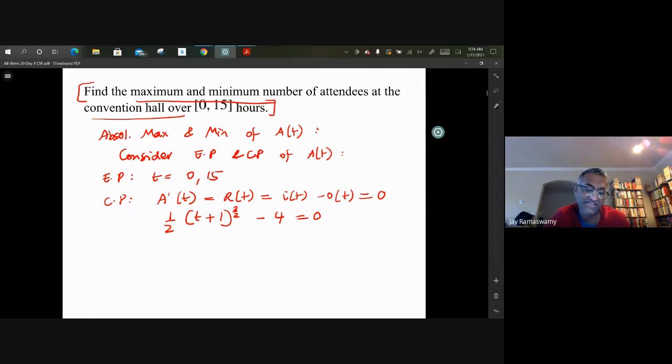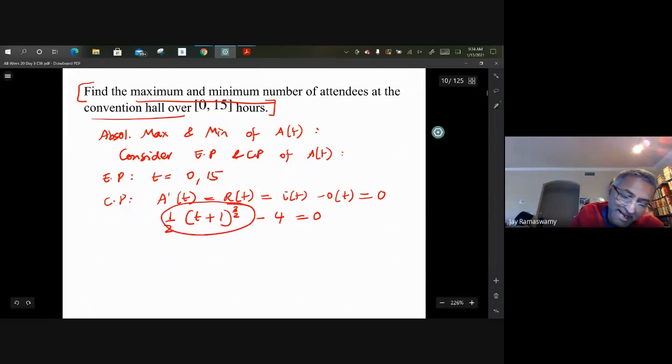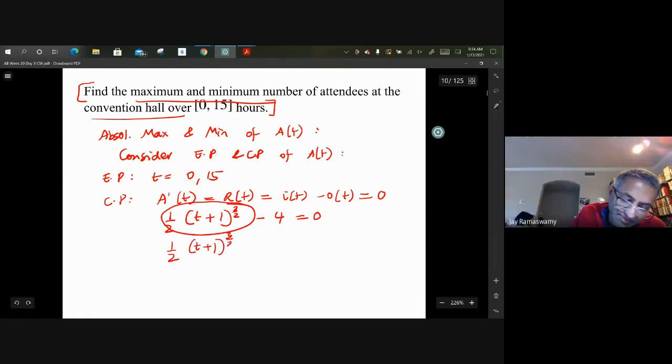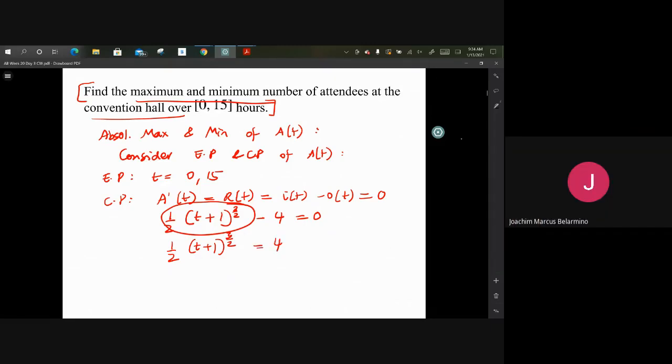Everybody, observe this. I will isolate this radical. Should I add the 4? Yes. This is from IM3. Okay, next step. Multiply by 2. Very, very good. Basic algebra, guys.